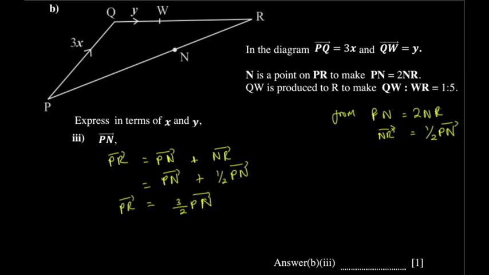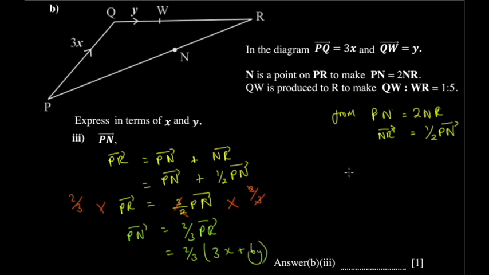So you can now multiply both sides by 2 over 3. Why are we multiplying by 2 over 3? Because we want to get rid of this, so that we are just left with PN. So PN is equal to 2 over 3 PR, like this. Then our PR we had calculated previously as 3x plus 6y.